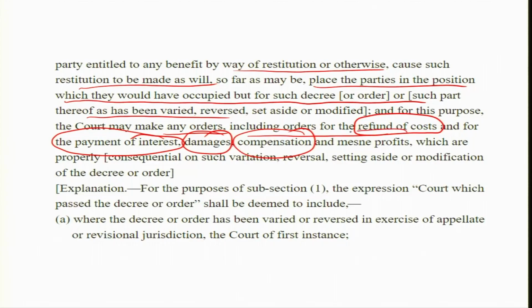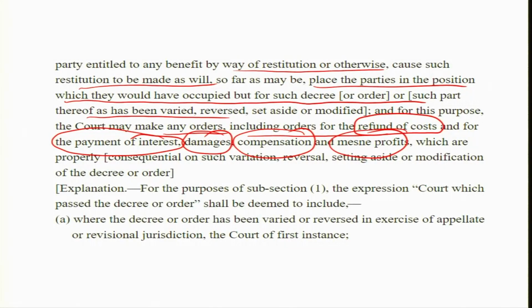this relief you can get, damages you can get back, compensation you can get, mean profit you can get, if there is a variation, if there is an alteration, if there is a reversal, setting aside or modification of your decree. Then this kind of things you can get back, although you are a decree holder who already enjoyed it. But if you are in appeal, sometimes this can happen, I mean this is an unforeseen thing, but this can also happen. If you are a decree holder, always wait for the time of appeal.